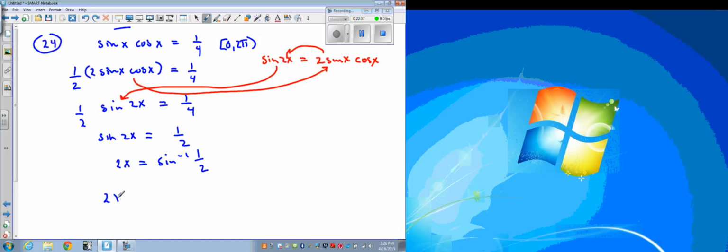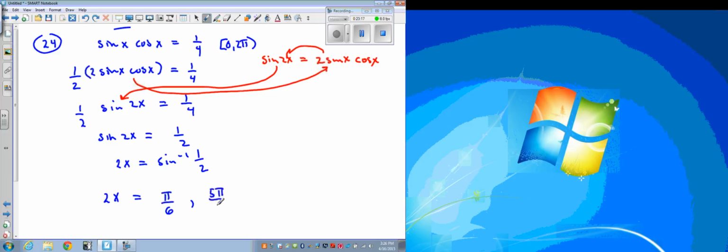So 2x, the angle for which the sine is 1/2. What is the first place that you get sine 1/2? When we're working with 0, pi over 6. When you have a number on the other side, you've got to do the inverse. What's the next place where sine is 1/2? 5 pi over 6.